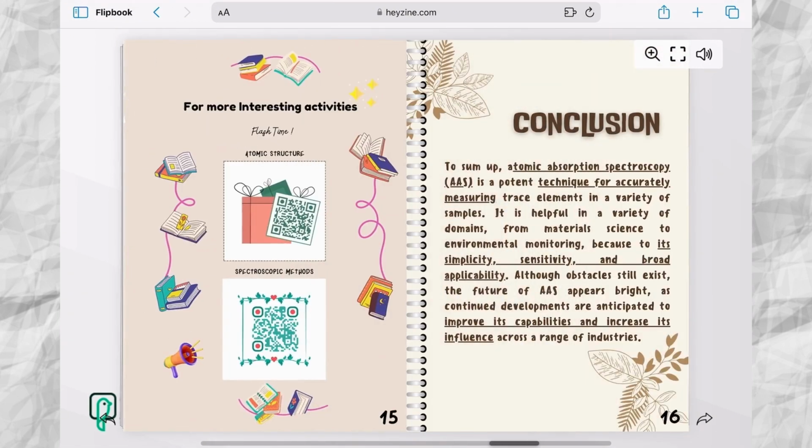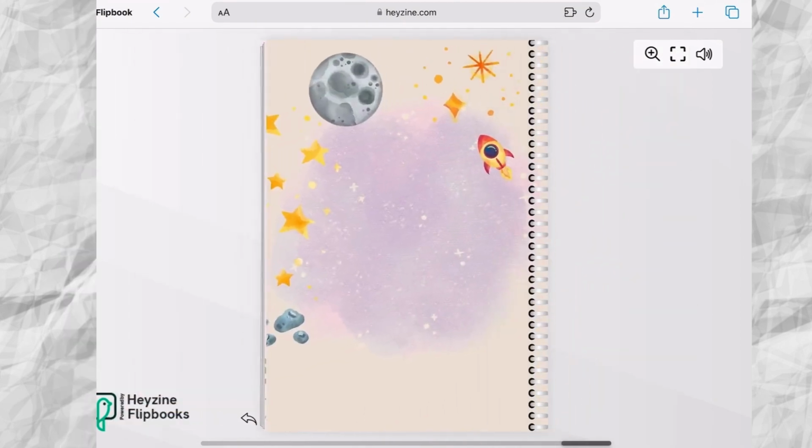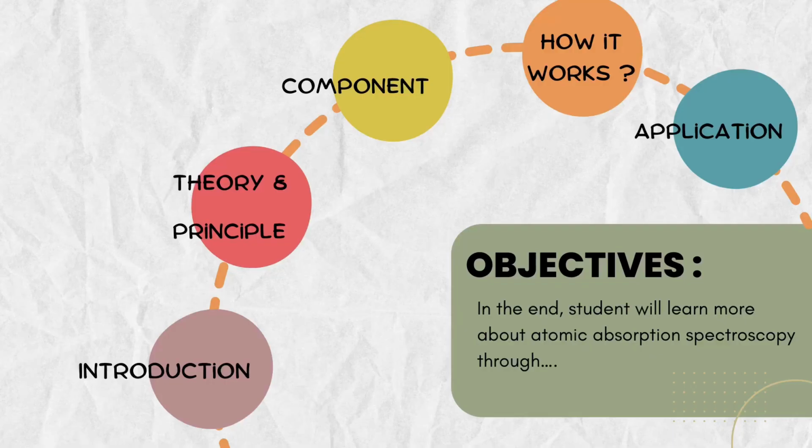What can you learn from this flipbook? Let's get through this together with us. Our teaching today will be highlighted on 5 topics about atomic absorption spectroscopy. First, the background. Second, you will learn about the theory and principles. Next, its components, the product's operation, and lastly, their application in the industry.